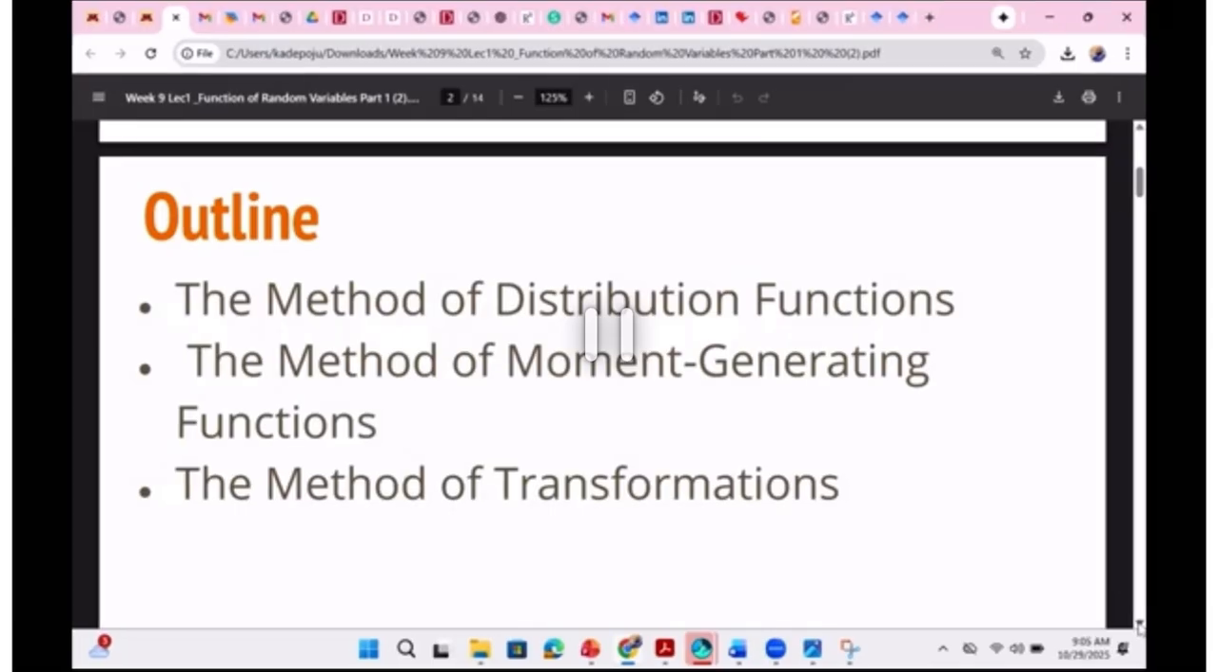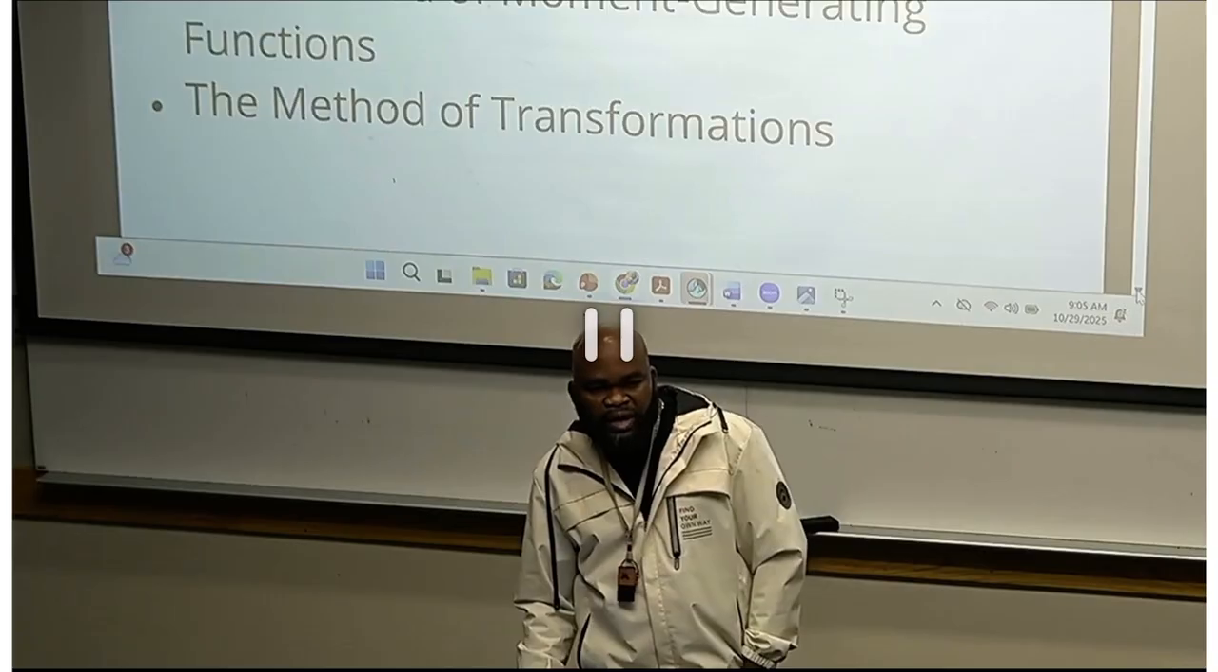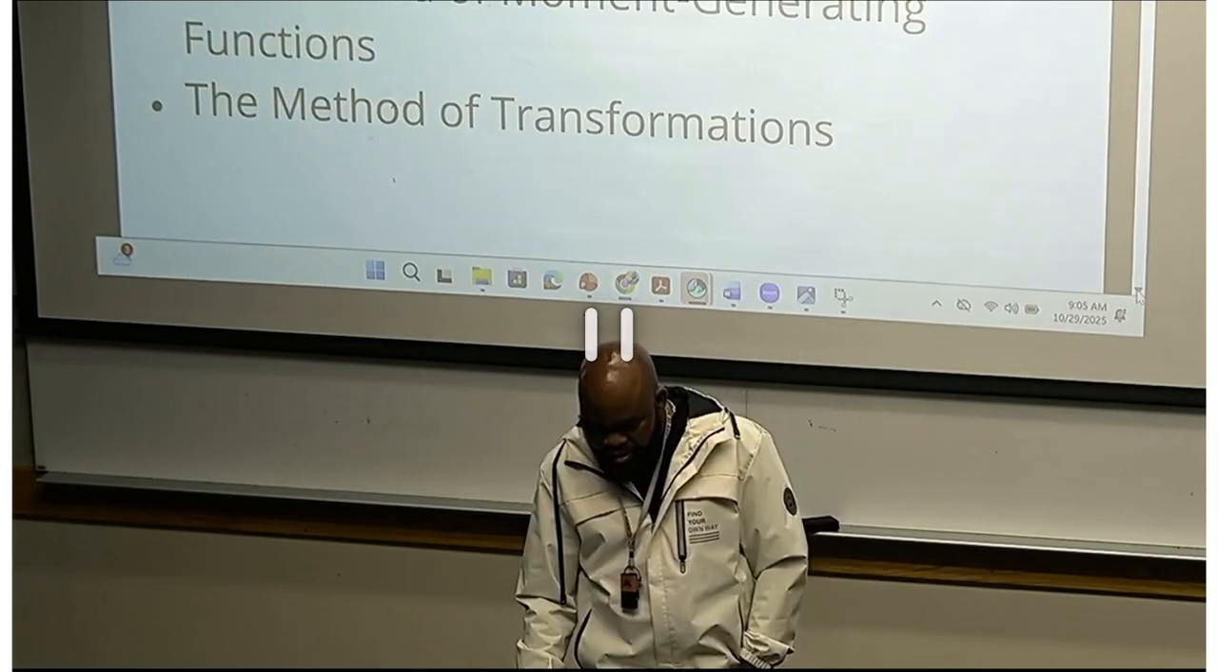In the outline, I'm going to walk you through three different methods of figuring out the function of a random variable: the method of distribution functions, the method of moment generating functions, and the method of transformation. And of course, I need you to pay attention because this is highly mathematical.